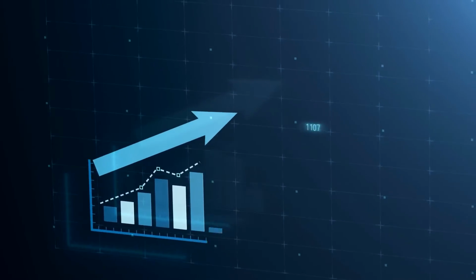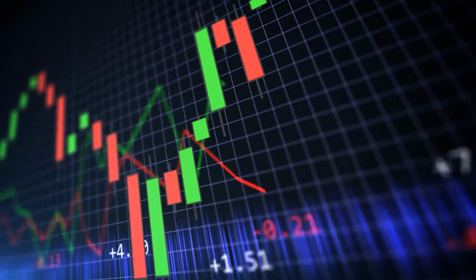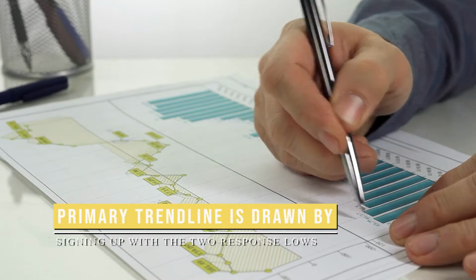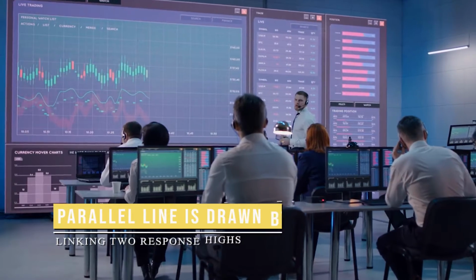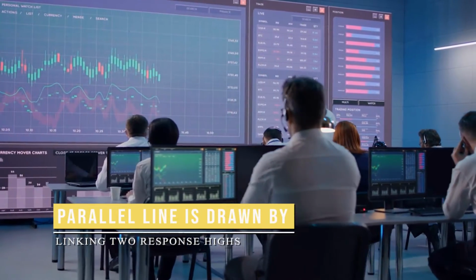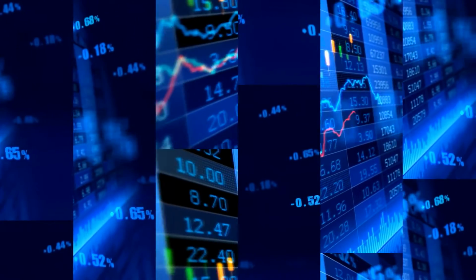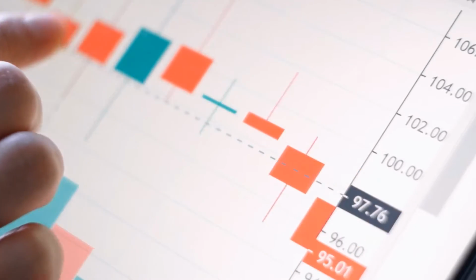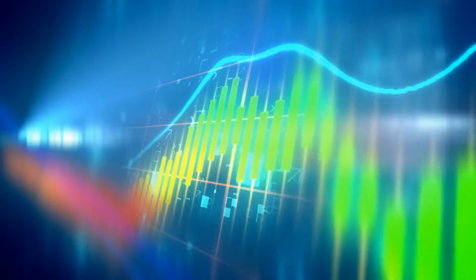A rising channel is formed when the price action can be contained within two upward sloping parallel lines. Firstly, the primary trend line is drawn by joining the two reaction lows. Then a parallel line is drawn by linking two reaction highs. This line is called the channel line. The primary trend line is the support area from where the price bounces back, and the channel line functions as the resistance from where the price rejects. Generally, the price stays between these two lines.